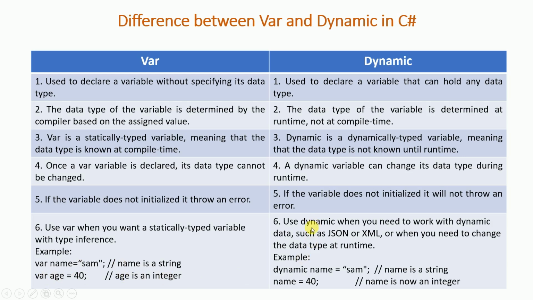In case of dynamic, you can use dynamic when you need to work with dynamic data such as JSON or XML, or when you need to change the data type at runtime. An example is dynamic name equal to Sam, where name is a string, and then we can change the value and the type of the variable using name equal to 40. Now your name variable is an integer. So these are the differences between the var and dynamic keywords in C Sharp.